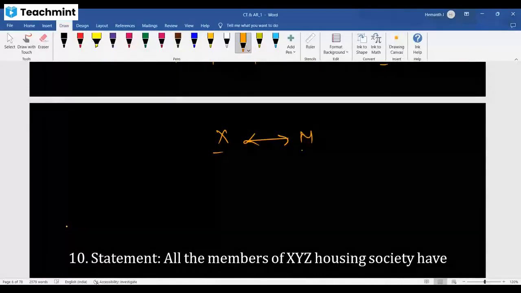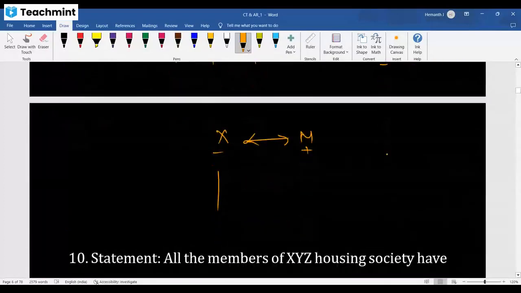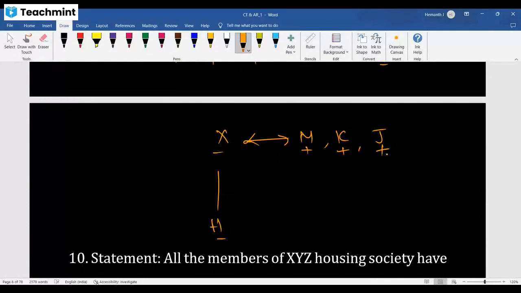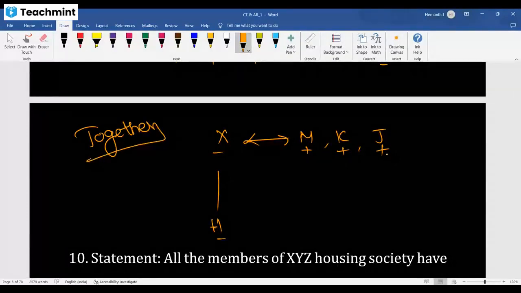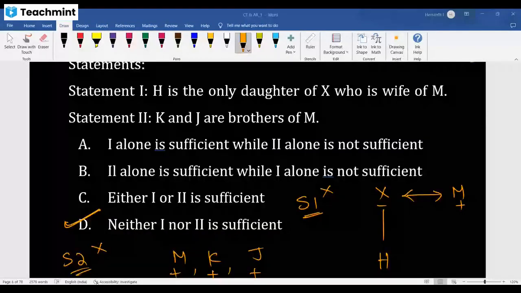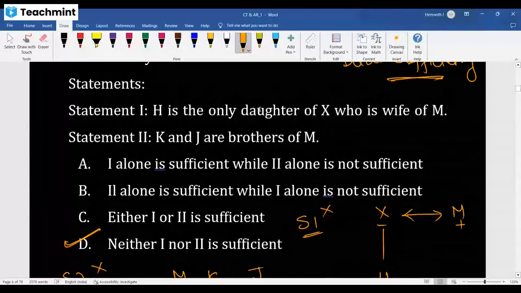They have only one daughter. I think X or what is that? X only. Okay. K and J are brothers. I'm going with together also. This is together related. Fine, but still, they may have sons as well. They didn't give that clarity. In the question, if they mention, okay, H is not having any siblings, X and M are having only one child, if they mention that, okay, then fine. Otherwise, this is the answer: neither one nor two.